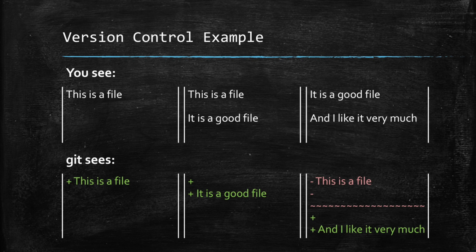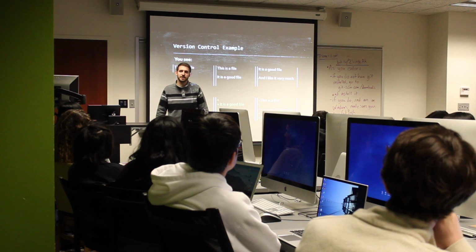So here's an example of version control. You might have a file that says, "this is a file," and then later on you say, "this is a file, it is a good file." And then later on, you might change this first line: we'll delete the first line and then add, "and I like it very much."